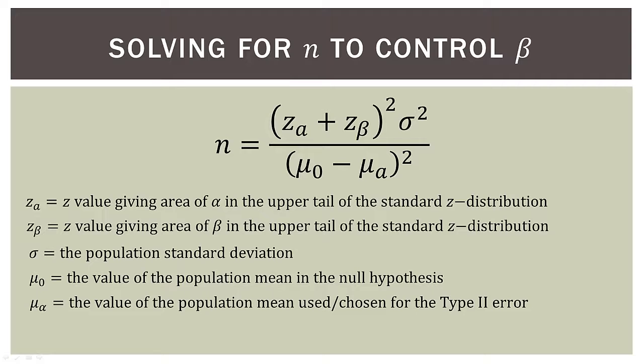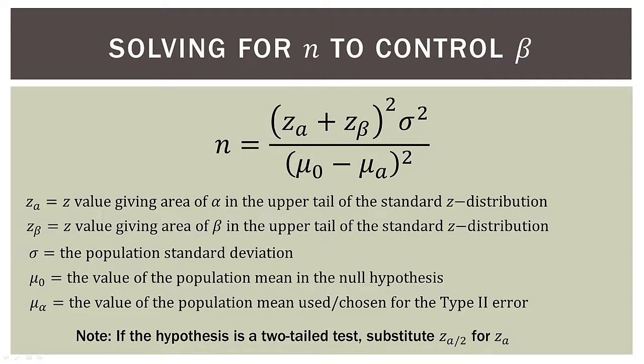Now, sigma is the population standard deviation, so we get that in the problem. Mu sub 0 is the value of the population mean in the null hypothesis. Again, that's in our problem. We get mu sub A, which is the value of the population mean used or chosen for the type 2 error. So we have all 5 of these in our problem, either based on what's given in the problem or what we find in terms of the z values from our type 1 error we select and our type 2 error we select. Now note, if the hypothesis is a two-tailed test, we'll substitute z sub alpha over 2 where we have z sub alpha. Because remember, in a two-tailed test, we have probability in both tails. So we would just divide that area by 2.